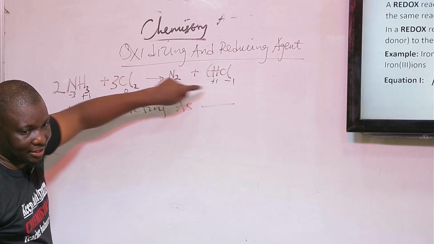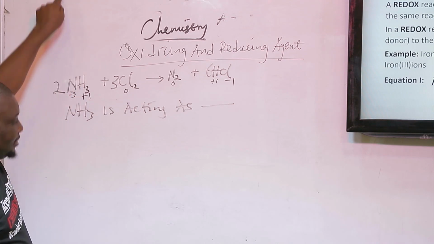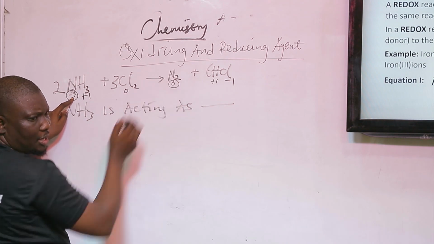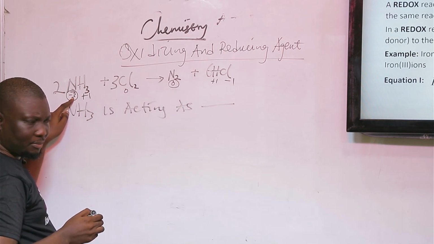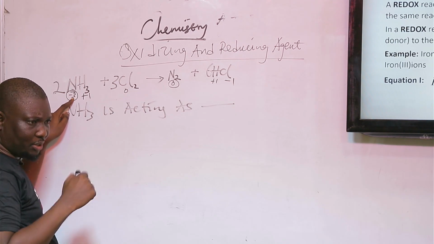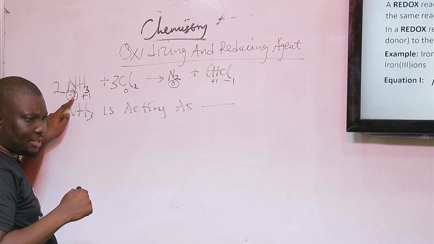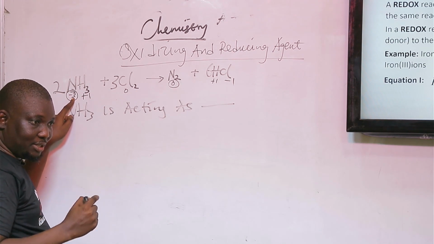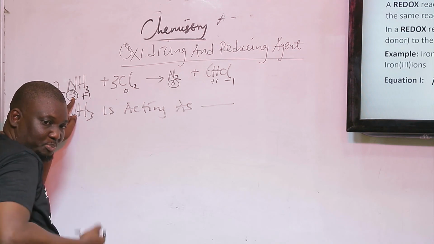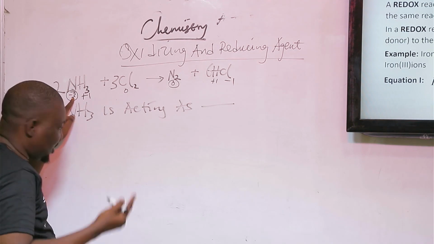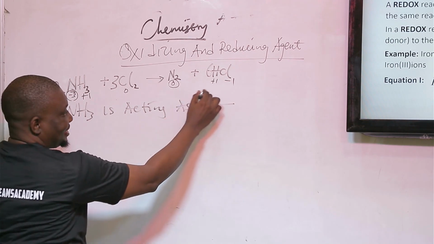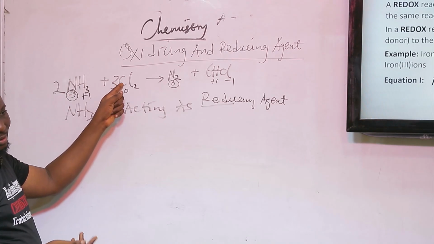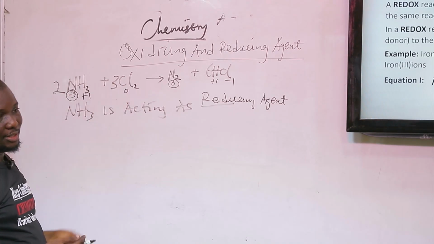Hydrogen is not changing in the reaction, so neglect it. Nitrogen changes because here it is -3, here it is 0. Ask yourself this question: nitrogen in ammonia, is the oxidation state decreasing or increasing? It is increasing. So that means it is the oxidized species. Because it is the oxidized species, NH3 in this reaction is acting as what? Reducing agent. And then, of course, this should be acting as the oxidizing agent.